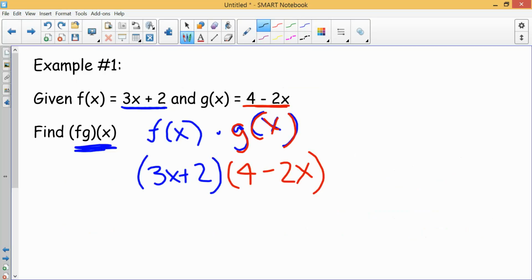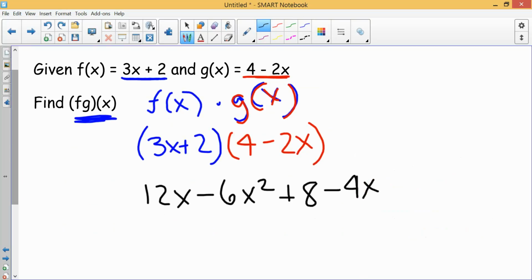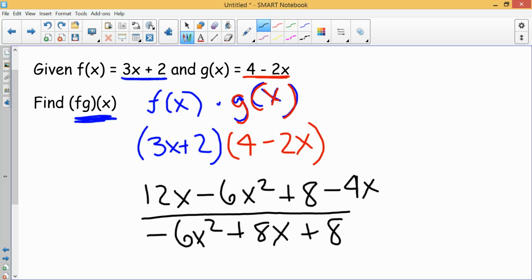First times first, I'm going to get 12x. Outside, I get minus 6x squared. Inside, I get plus 8. And last, I get minus 4x. From here, I'm combining my like terms. So I'm going to get negative 6x squared plus 8x plus 8 as the product of f and g, or f of x times g of x.